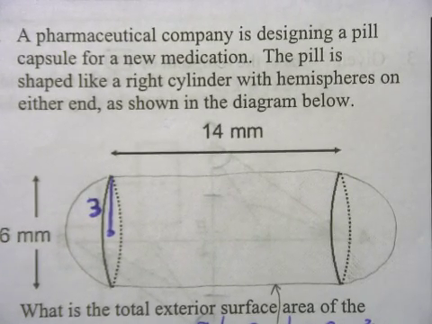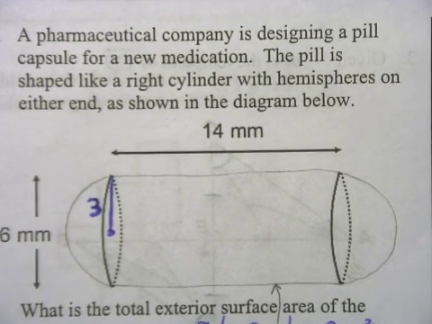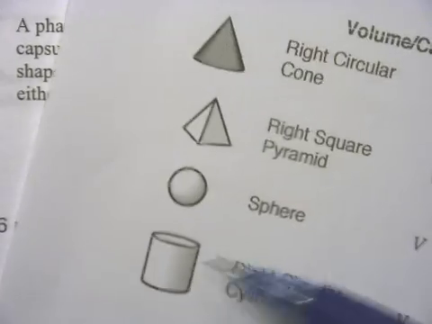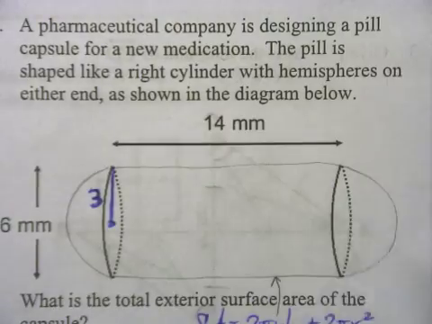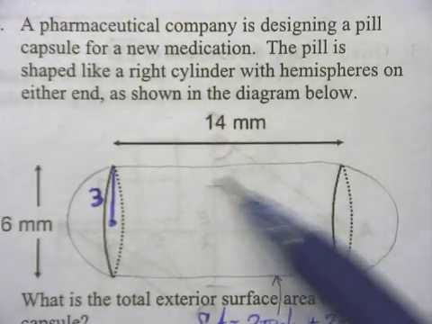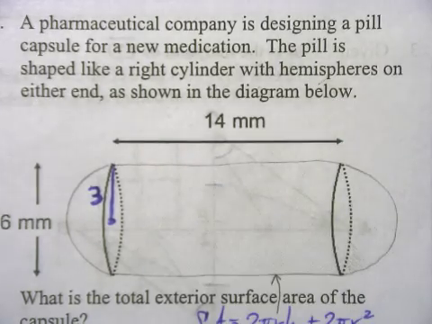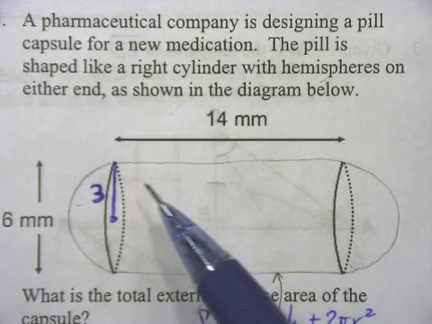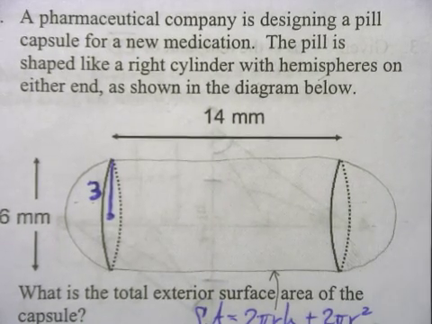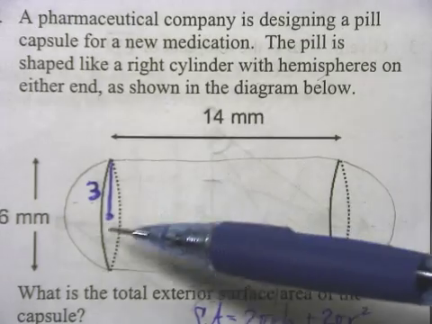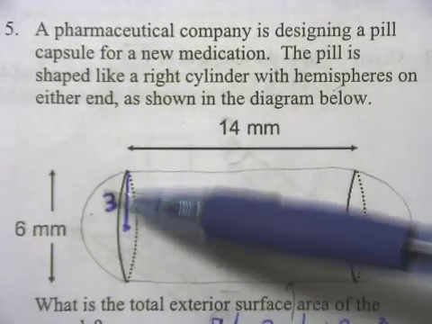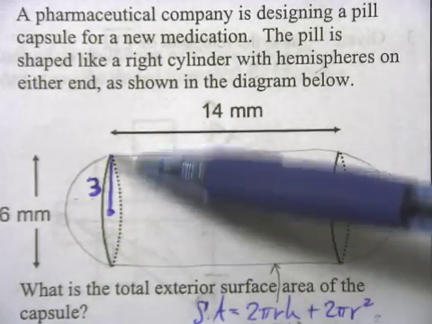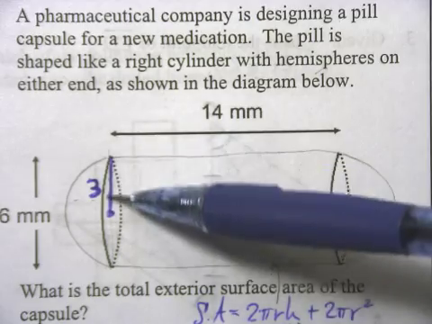Question number 5 says, a pharmaceutical company is designing a pill capsule for a new medication. The pill is shaped like a right cylinder. So if you look at your reference sheet, here is a right cylinder, right? So we can see that this part right here is shaped like a right cylinder with hemispheres on either end as shown below. So I have these hemispheres, which are basically half spheres. This is half a sphere, and this is half a sphere as well. And from that, I can see that the radius of my cylinder is, they told me that this is 6, right? Which means then that the diameter is 6.